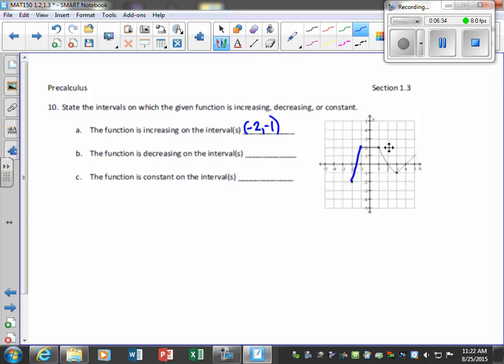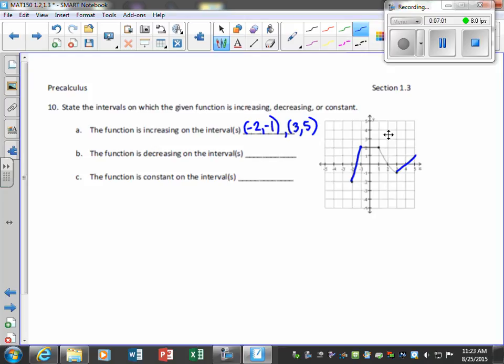This next part, from here to here, is not increasing. What about from here to here? Decreasing because it's going down. What about the next little segment? Increasing. So this one's increasing as well. So I need to describe the x values for that portion of our graph. So that would be increasing from 3 to 5.